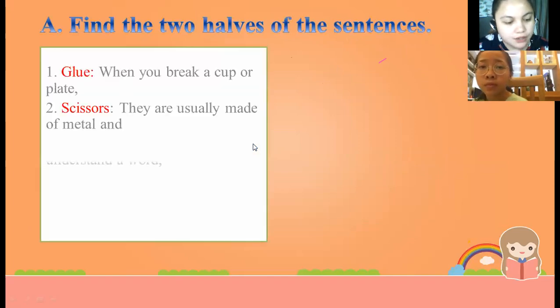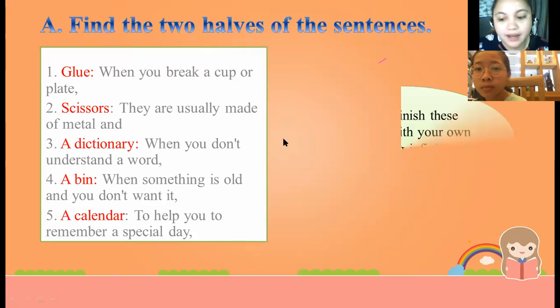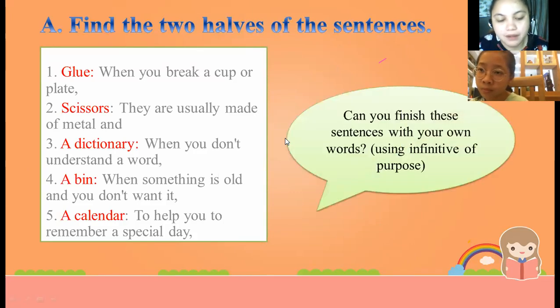So here are some sentences and you have to continue the sentence so that it will be complete. So for example, number one, glue. When you break a cup or plate, what will be the continuation? You finish the sentence. When you break a cup or plate, you just tell something about the glue. So you just finish the sentence here.